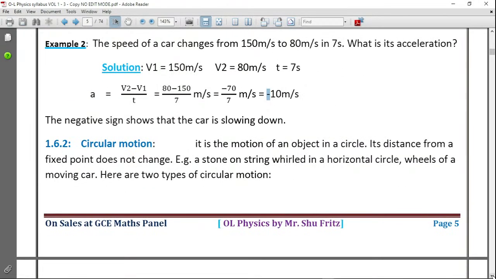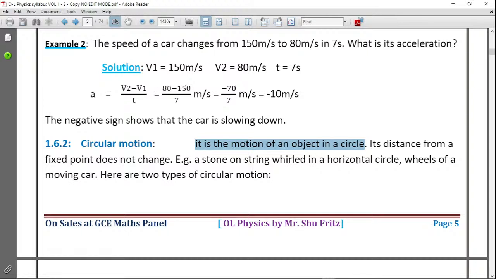And then circular motion is the motion of an object in a circular path. Its distance from a fixed point does not change. For example, if you whirl a stone in a horizontal circle or vertical circle, this is an example of circular motion. Or the wheels of a moving car: they are undergoing what type of motion? They're undergoing circular motion.